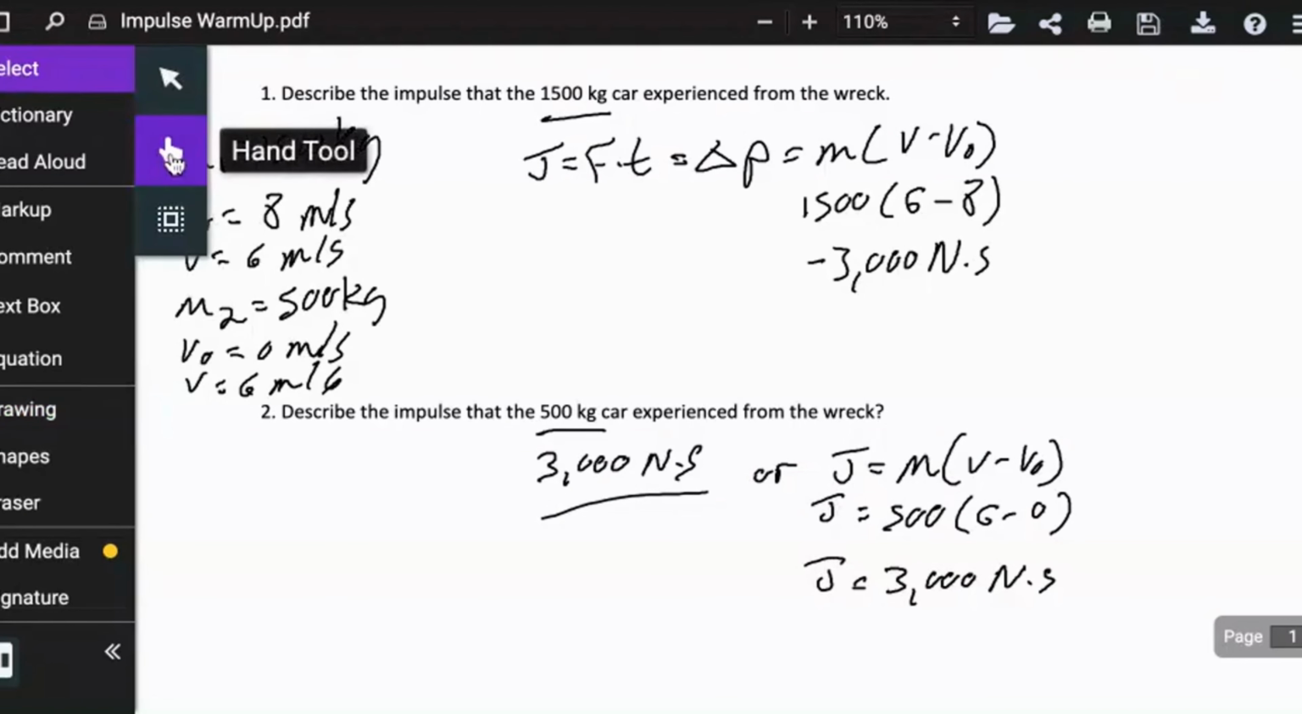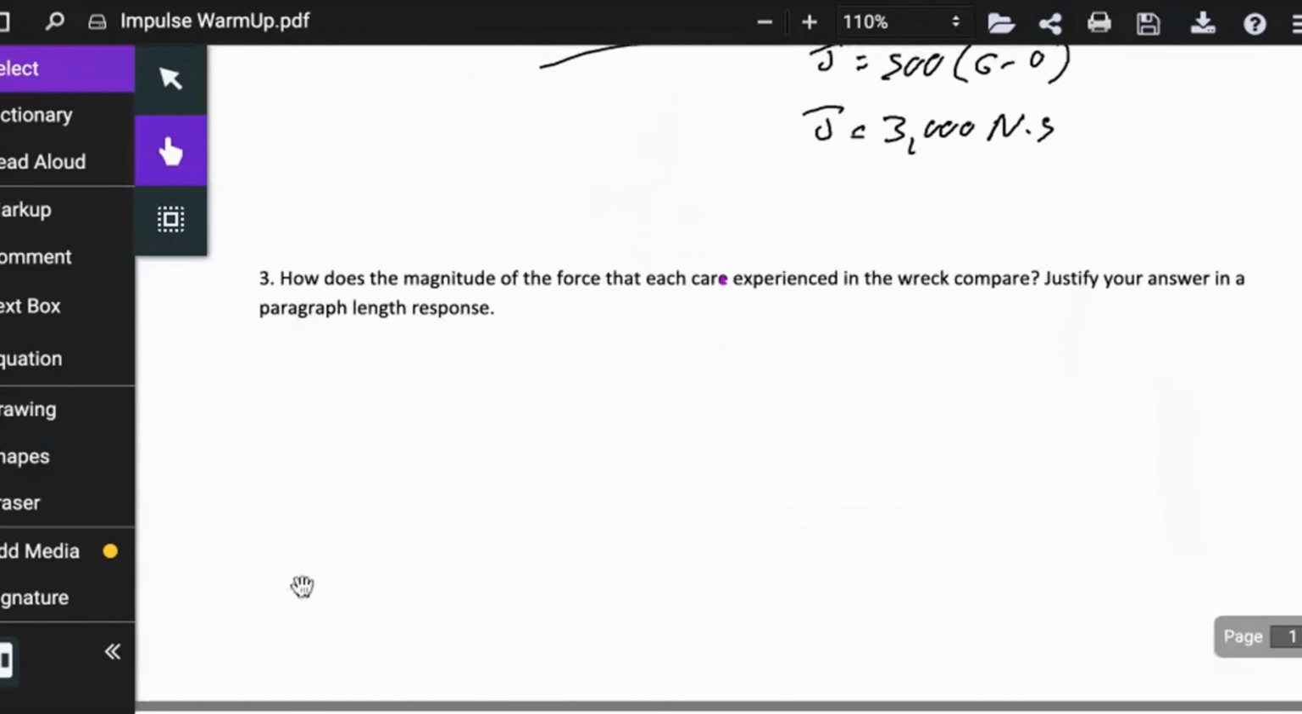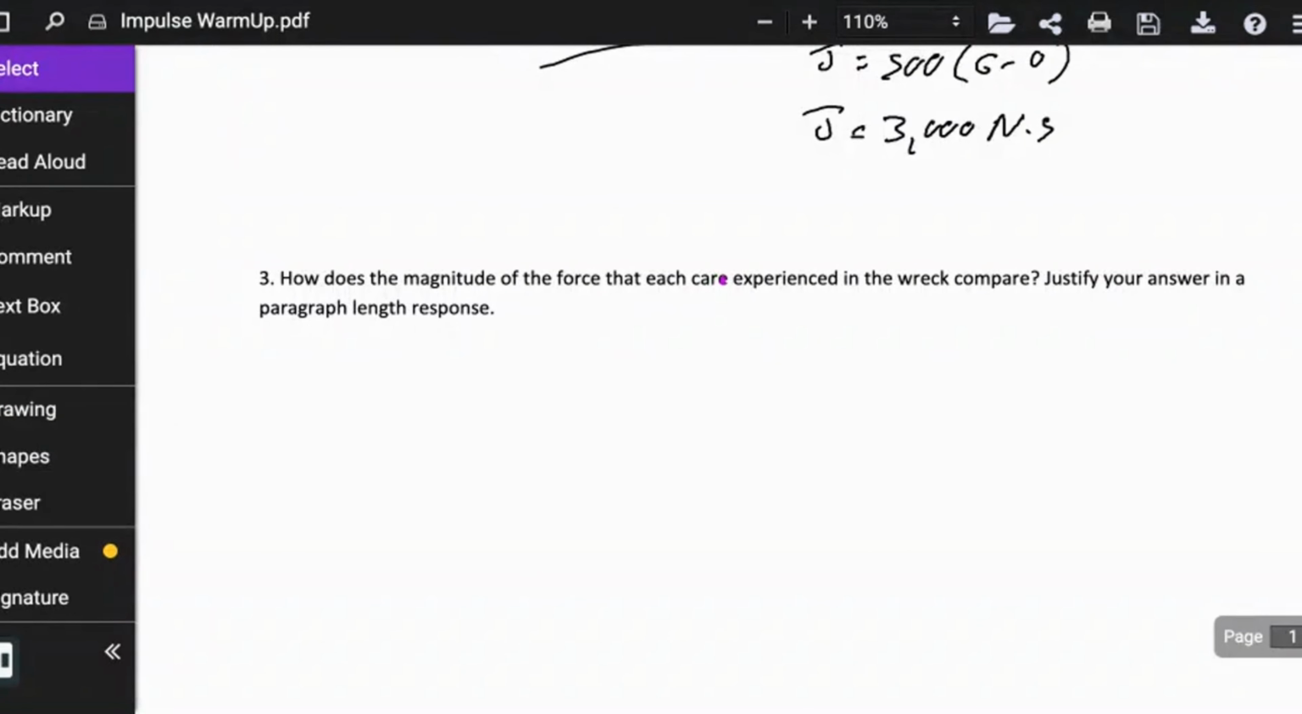This brings us to number 3, the final question of the warm-up. How does the magnitude of the force that each car experienced in the wreck compare? Justify your answer in a paragraph-length response. Well, they are the same as far as the magnitude. They are absolutely the same. How can we justify that?